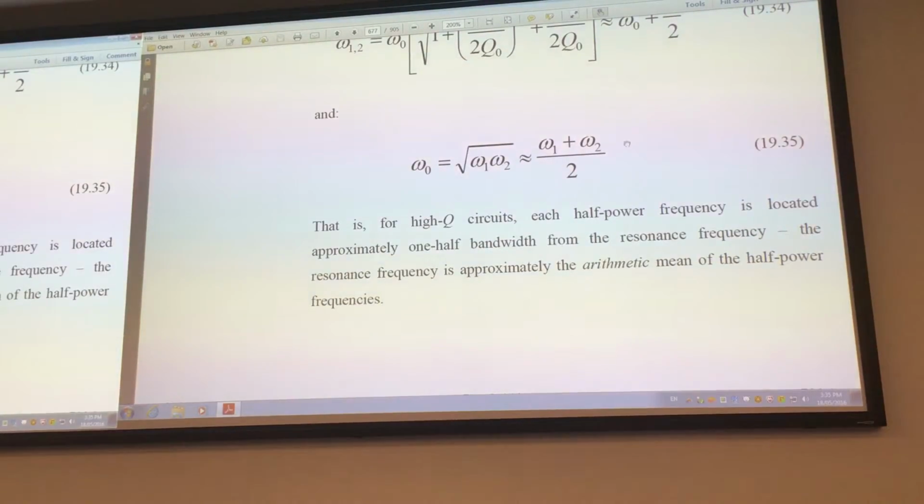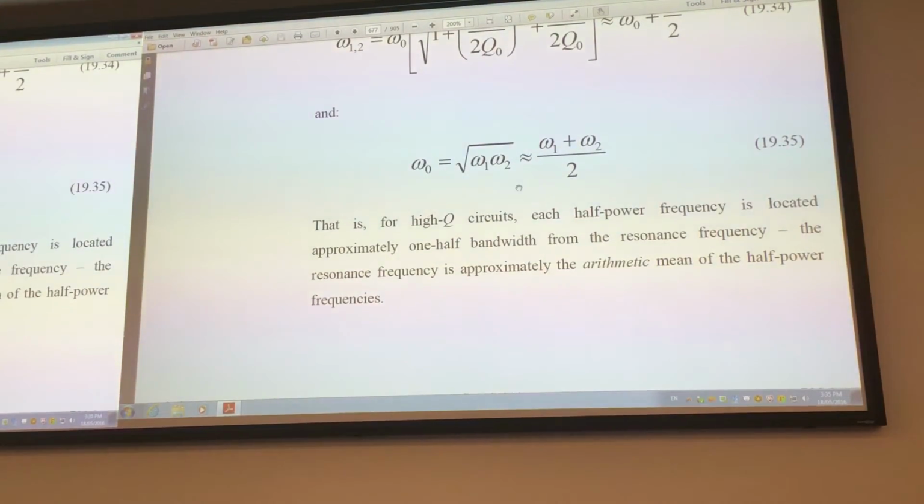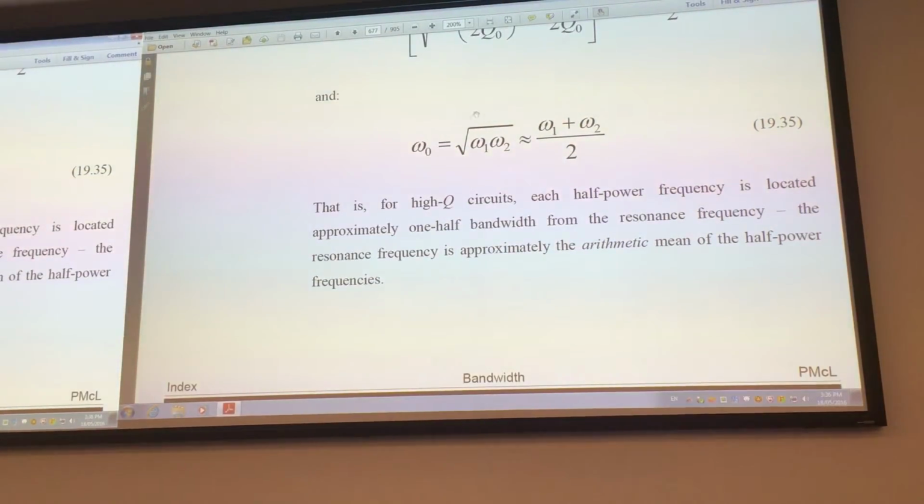For very narrow or very high quality resonance circuits, omega 1 and omega 2 are very close, or almost symmetrical around omega 0. So then omega 0 almost equals the arithmetic mean of omega 1 and omega 2.